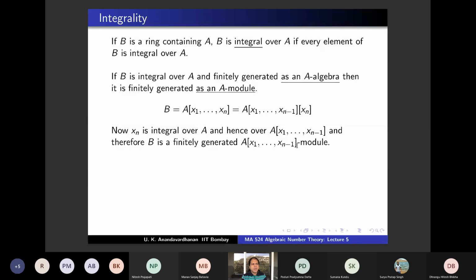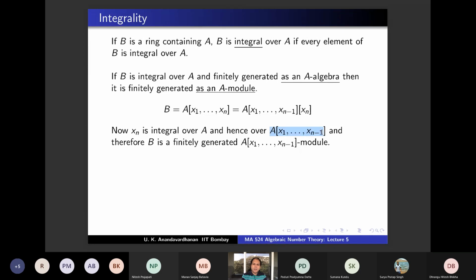Why is that? Because this is the very first observation that we have done. If you have a ring A and an element X which is integral over A, then A bracket X is finitely generated as a module. Yes, A bracket X, because 1, X, etc., X power n minus 1: if the polynomial satisfied by x has degree n, then 1, x, etc., x power n minus 1 will generate the module A bracket x.